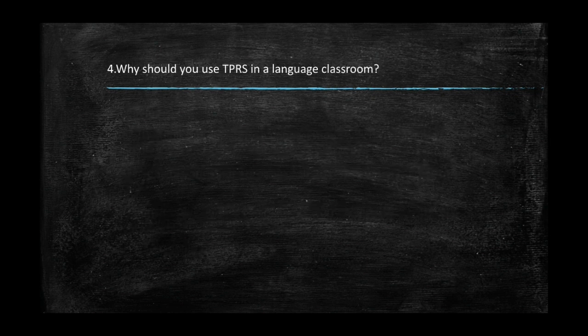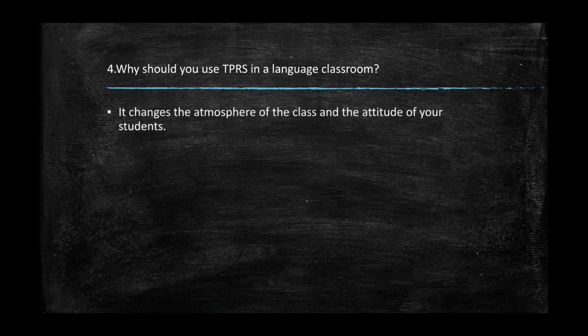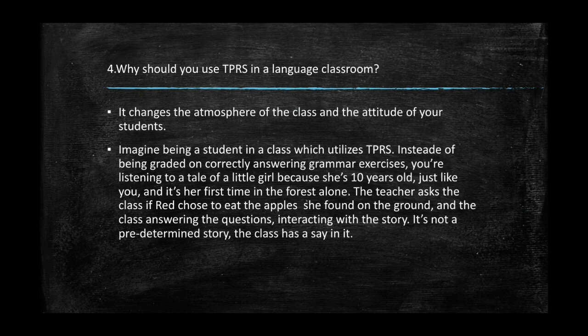Now, the fourth lesson objective is why should you use TPRS in a language classroom? And the answer is really simple. It changes the atmosphere of the class and the attitude of your students. Imagine being a student in a class which utilizes TPRS.